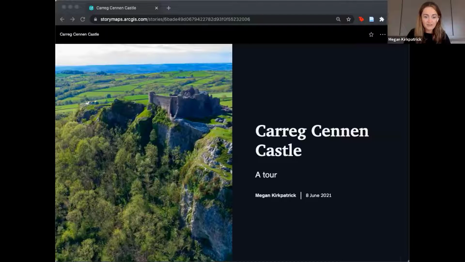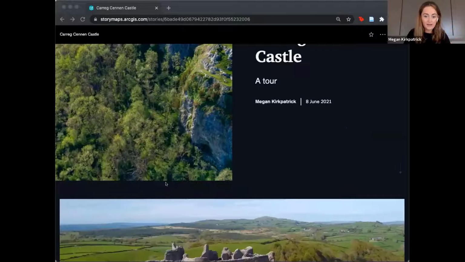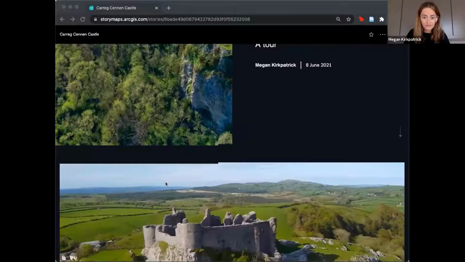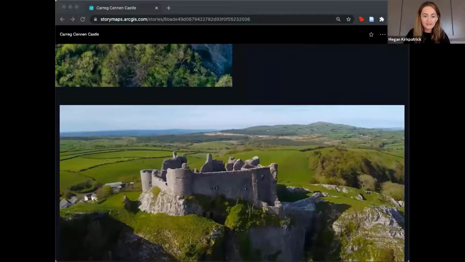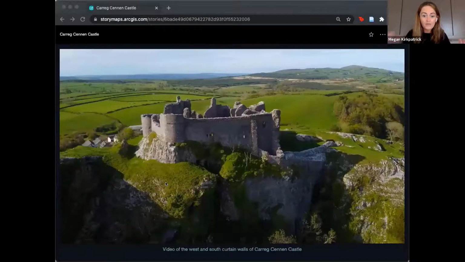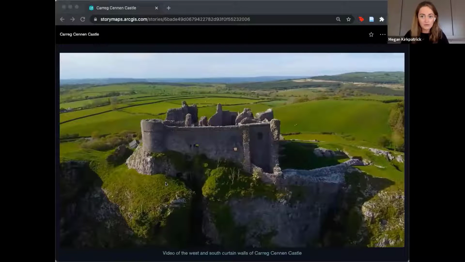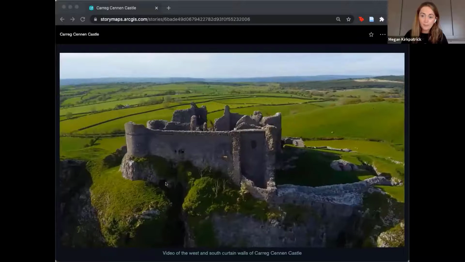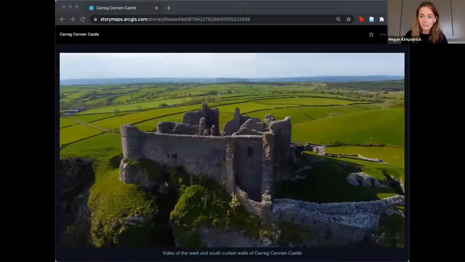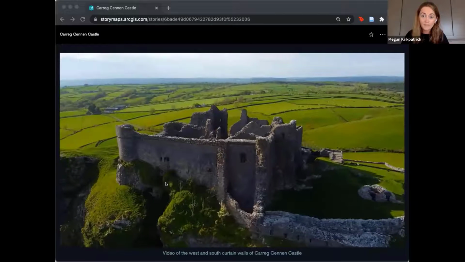So after the presentation, the story map will be available for anyone to use. And at that point, its intended function is to provide an overview of the history of Carreg Cennen Castle and its landscape for anyone who's interested in just finding out a bit more about the castle and engaging with the site in a different way.